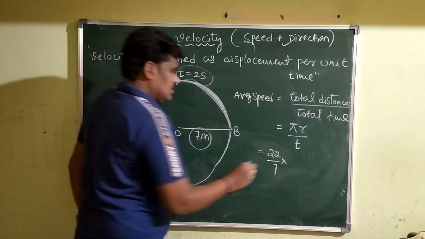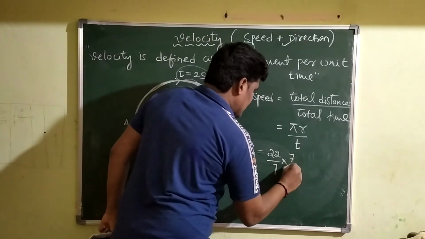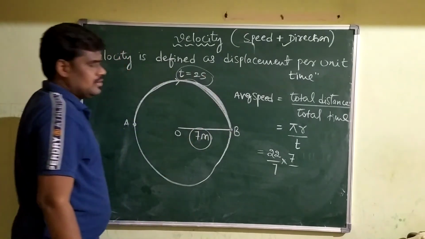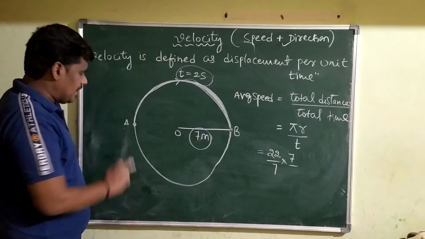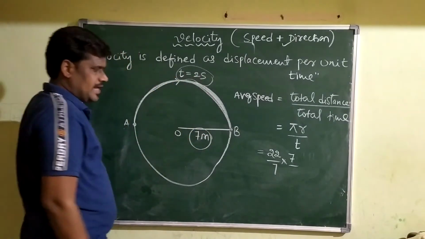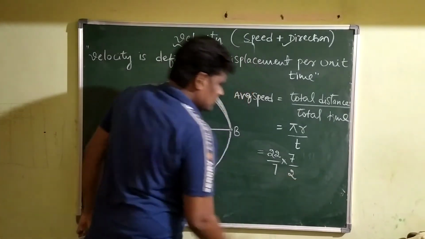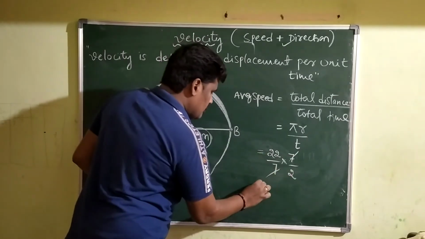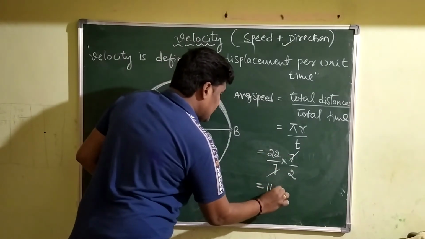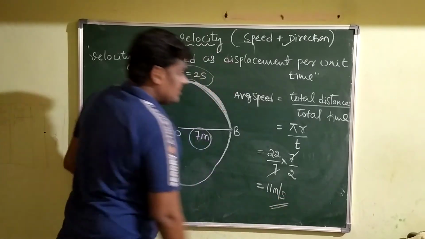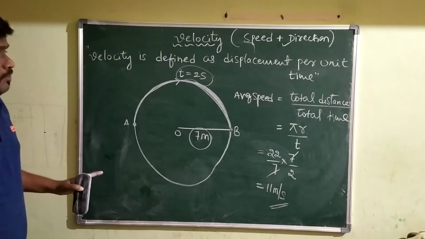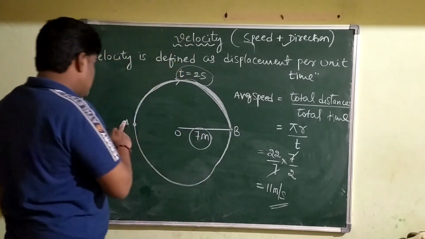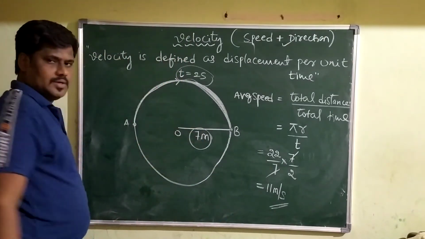The radius of the circle, that is 7, divided by how much time the body is taking to move from A to B. It is taking how much time? 2 seconds. Therefore, 7 and 7 get cancelled. 22 by 2, how much is it? 11 meter per second. What is 11 meter per second? 11 meter per second is the average speed of the body when the body is moving from A to B.